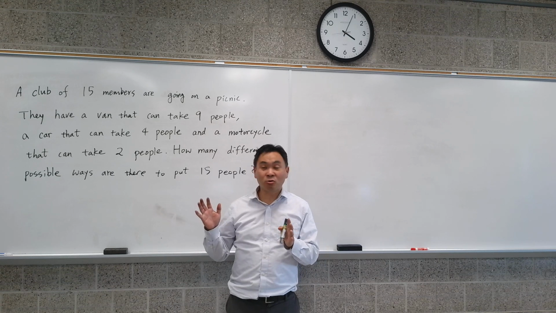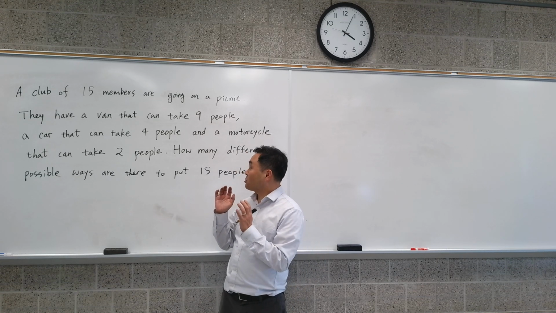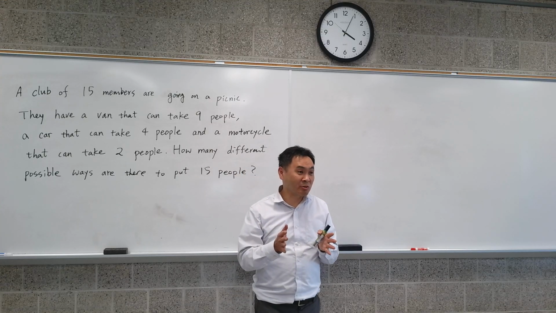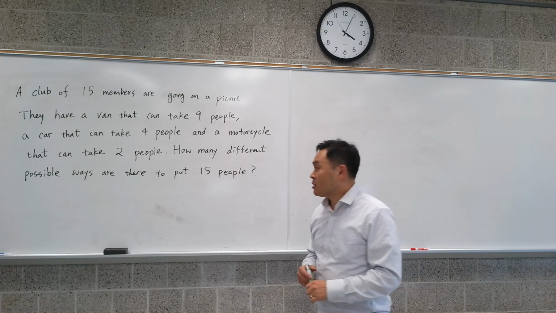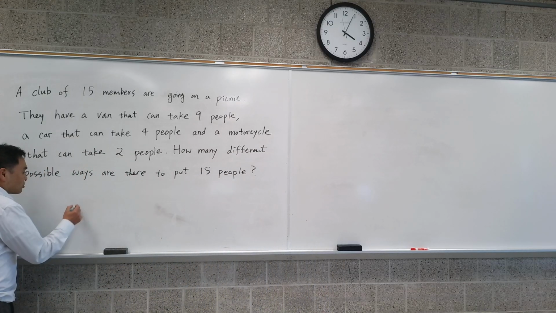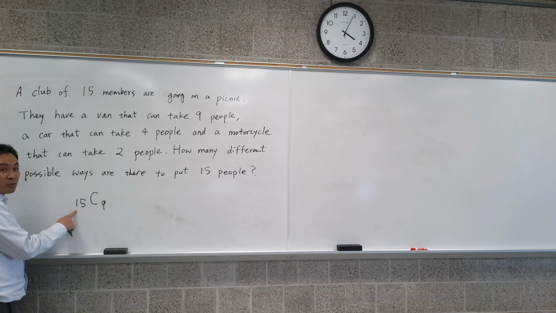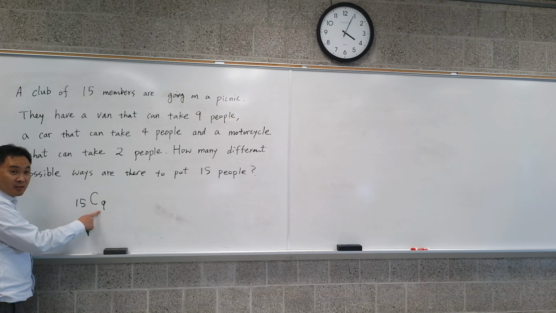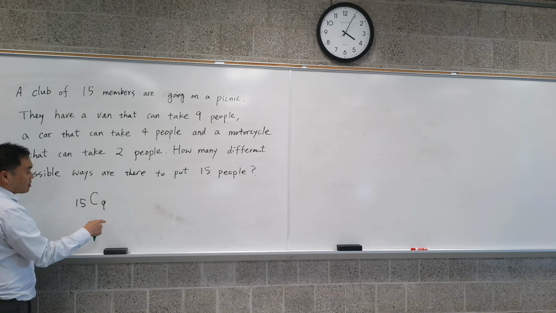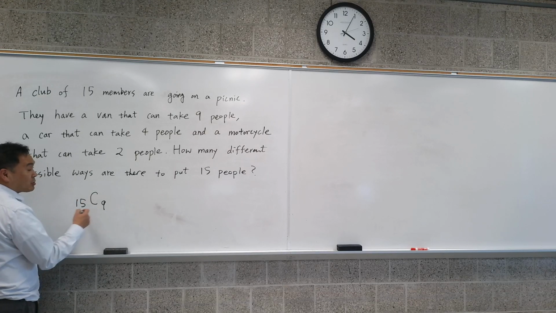You have to choose 9 people to be on the van, and then 4 people to be in the car, and the remaining 2 will be on the motorcycle. Well, you simply have to pick 9 from 15. So 15 choose 9. That's your first stage.